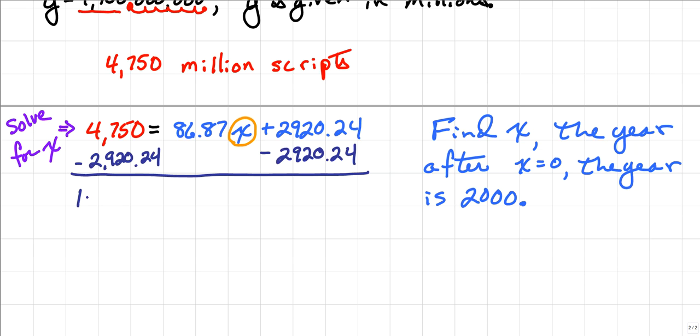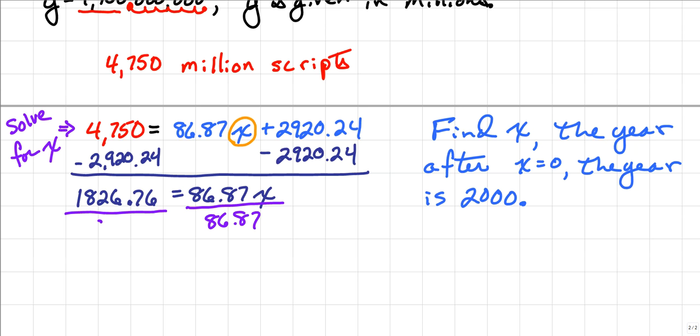And when I do this subtraction, on the left hand side we'll have 1,829.76, and that will be equal to 86.87x. Now this equation is still balanced on both sides because I did the same thing to the left that I did to the right. Now I want to go ahead and divide through by the coefficient of x so that I can get x by itself, and dividing both sides by 86.87, I'll have x on the right, and on the left I'll have the following value.